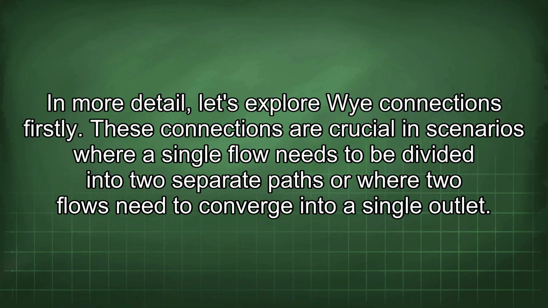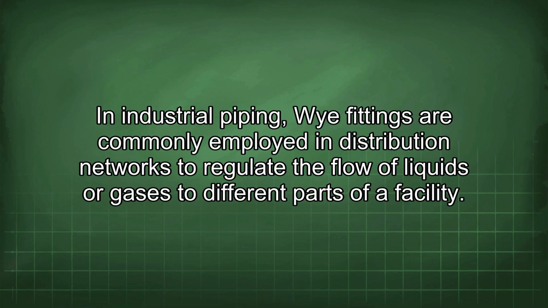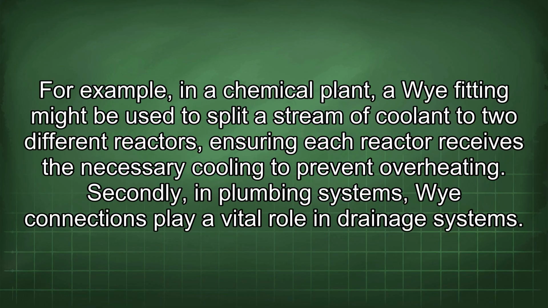In more detail, let's explore Y connections firstly. These connections are crucial in scenarios where a single flow needs to be divided into two separate paths or where two flows need to converge into a single outlet. In industrial piping, Y fittings are commonly employed in distribution networks to regulate the flow of liquids or gases to different parts of a facility. For example, in a chemical plant, a Y fitting might be used to split a stream of coolant to two different reactors, ensuring each reactor receives the necessary cooling to prevent overheating.